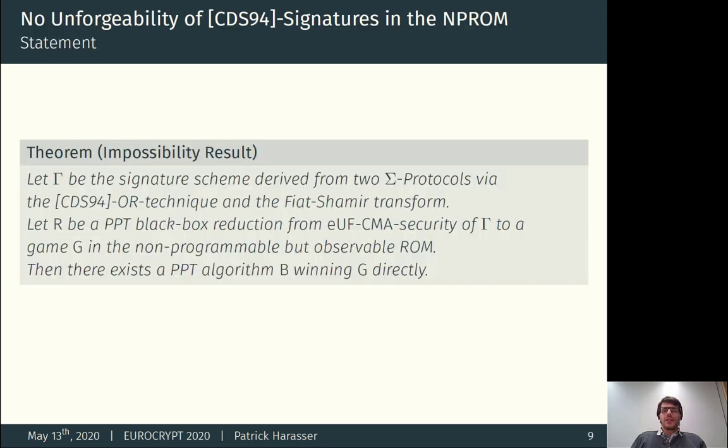And our first result is that this is likely not the case. More specifically, we show that if we have a parallel OR signature scheme with a PPT black box reduction from the unforgeability of the signature scheme to winning some game G that does not program the random oracle, then we can construct another efficient algorithm winning the game G directly. And this means that G wasn't a hard game after all, and thus not a suitable basis for the security of the signature scheme to begin with.